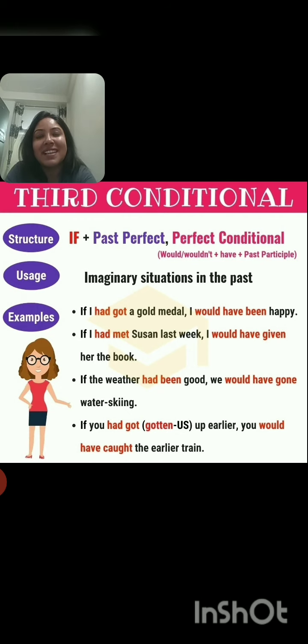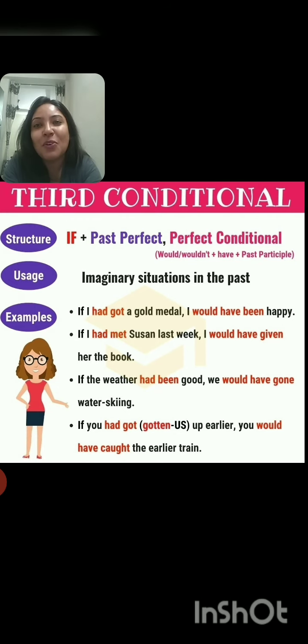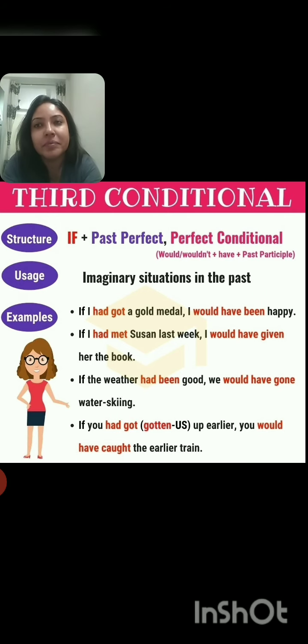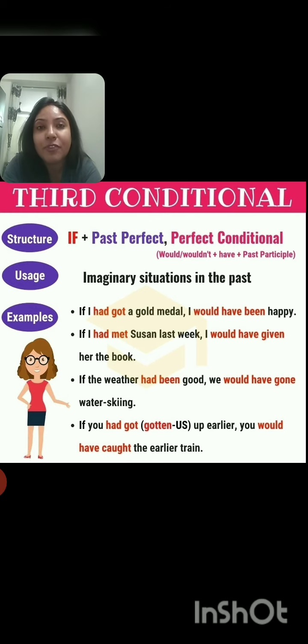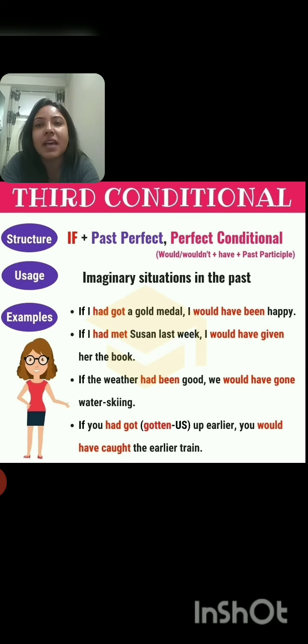The dependent clause of the third conditional begins with if and uses the past perfect tense. The independent clause of the third conditional uses would have plus the past participle of a verb. Like, if I had listened, I would not have gotten lost.